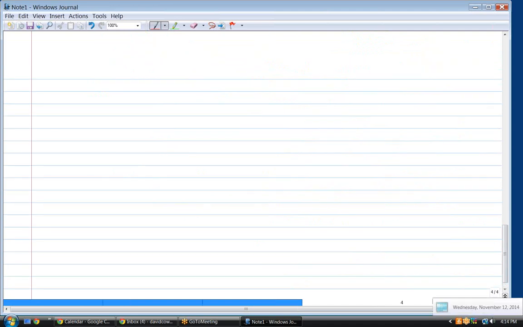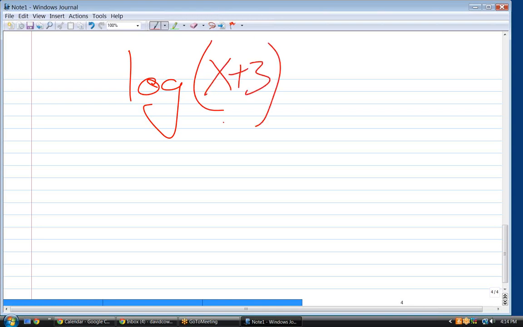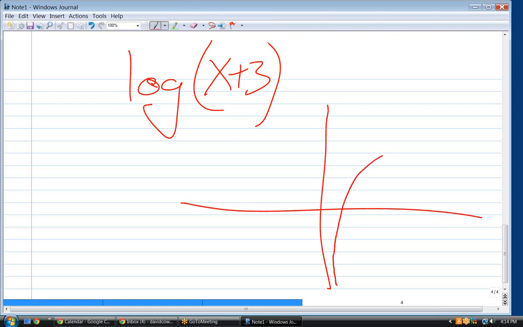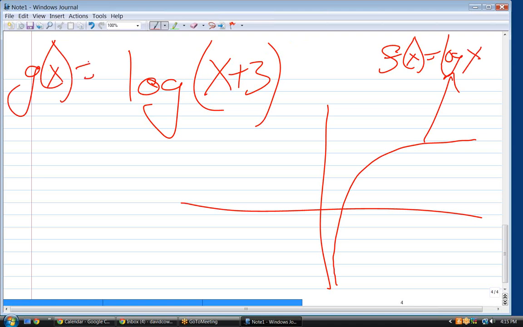So translations, let me make some up for you. Alright. This is what f of x equals log x looks like. Alright. What does g of x equals log of x plus 3 look like? It would be left 3. Okay.